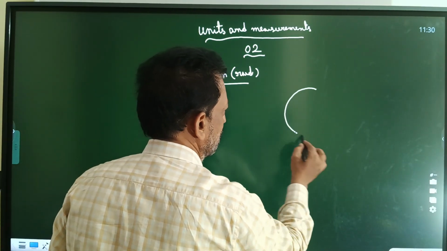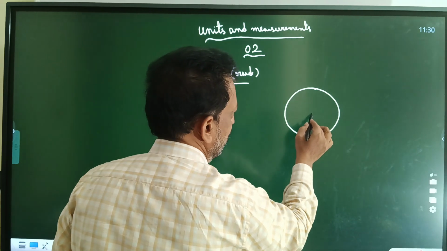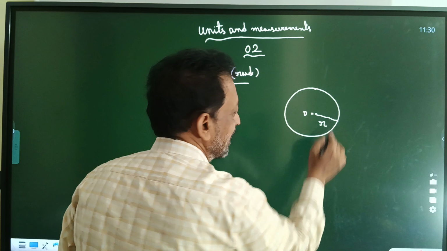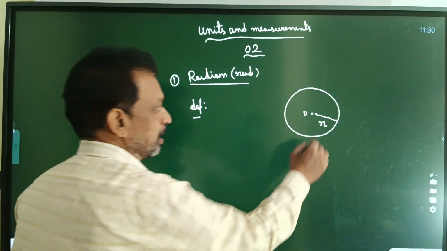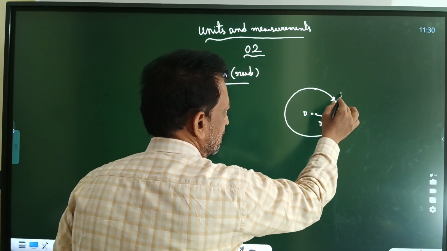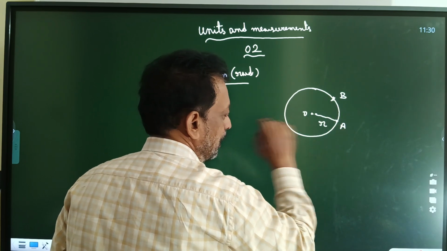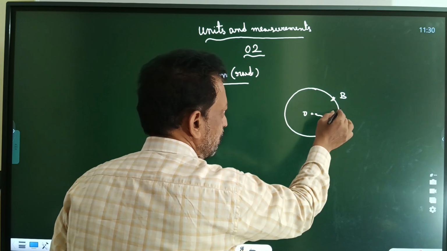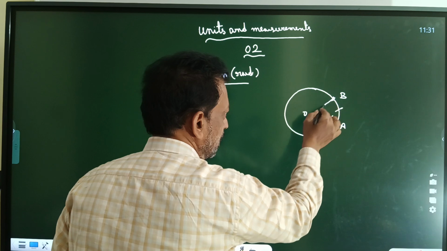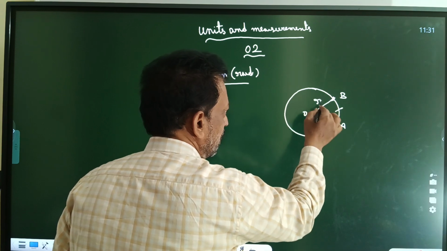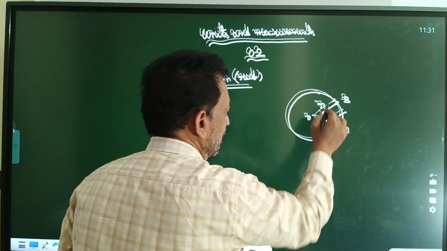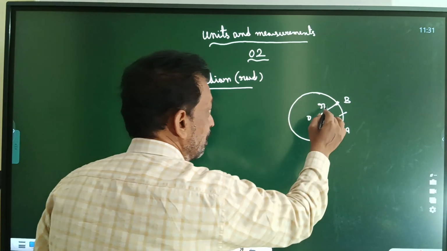The circle has a radius r. This is the center of the circle, it is r. You take an arc length which is equal to the radius. So AB is an arc length which should be equal to the radius, and both are equal. I drop a line and join the other radius, so this is also r. This angle is called radian, rad. So all three are equal.